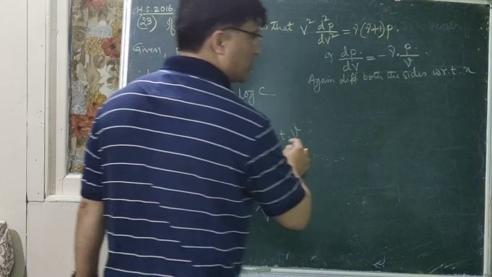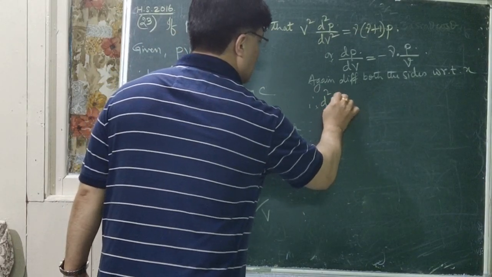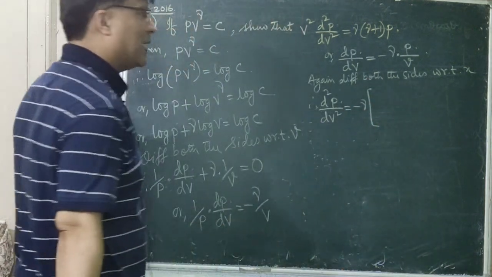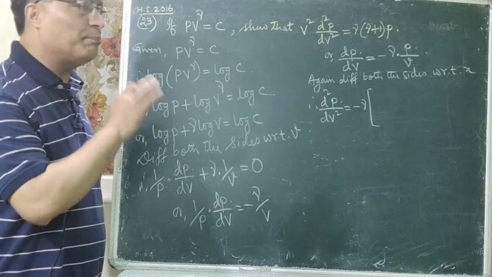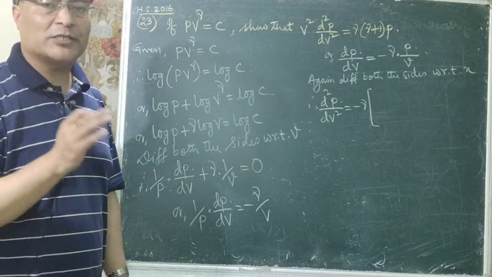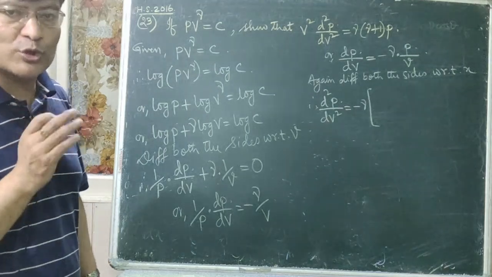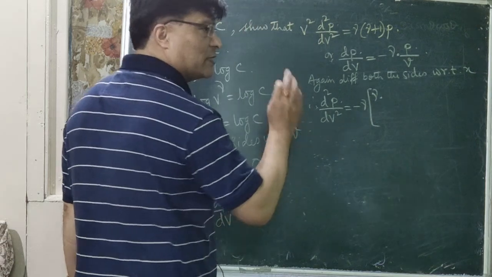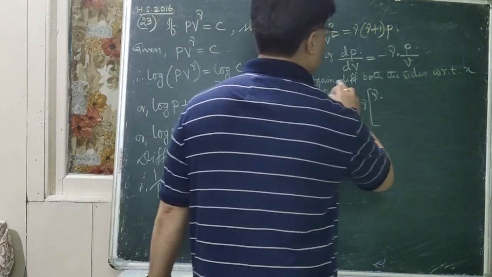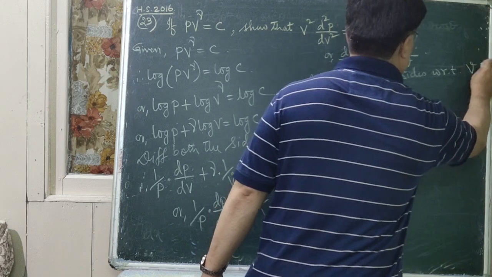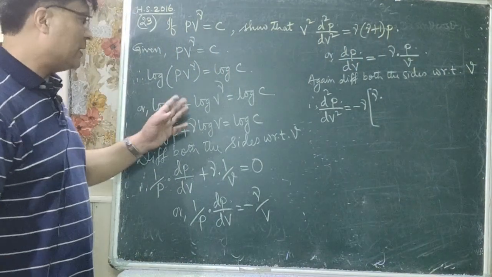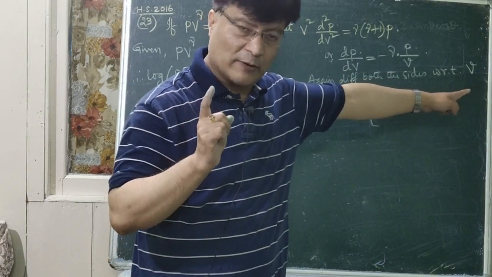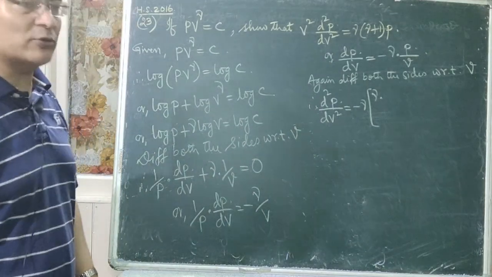with respect to x. So this is your d square p by dv square is equal to minus gamma is kept as it is because it is constant, and for p by v, for its differentiation you should use u by v rule or quotient rule. Now denominator v is kept as it is, v into what is the differentiation of p with respect to v? Oh sorry, again differentiating both the sides with respect to v, not x. That is wrong. So you have to differentiate both the sides with respect to v.